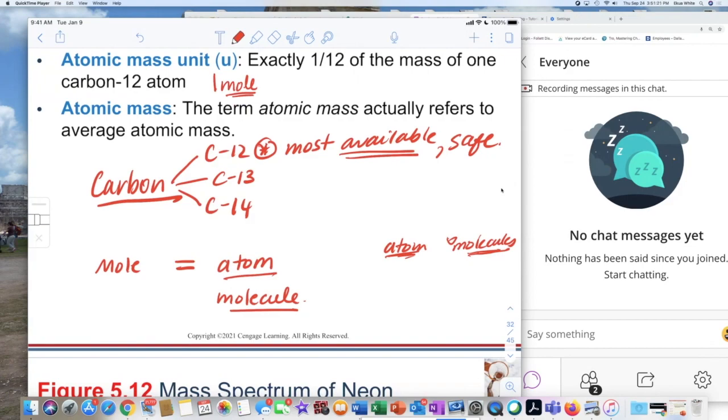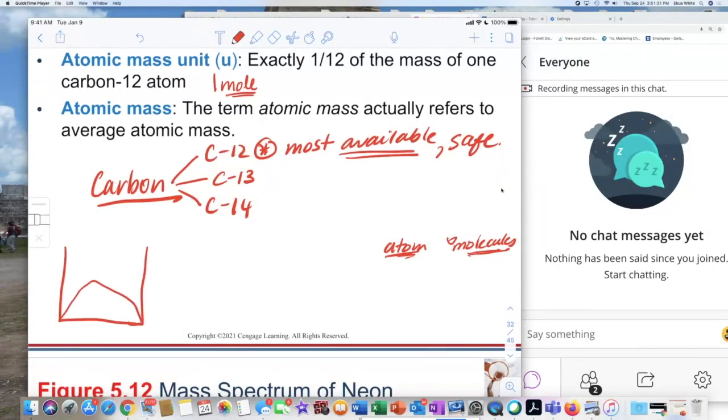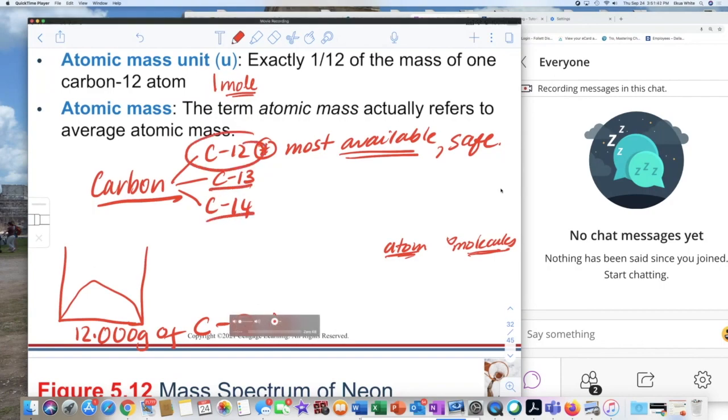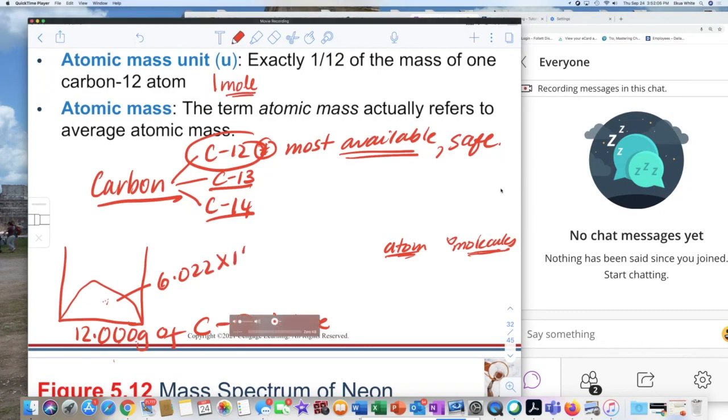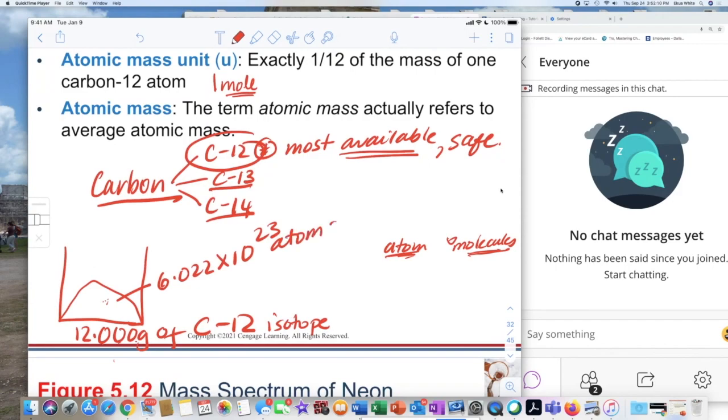So, after doing a bunch of experiments using different technology, they discovered that if you take 12.000 grams of carbon 12 isotope, imagine this is 12 grams, right? And you were to place this amount after you measured it to be 12.000 inside a machine and do a bunch of experiments to figure out how many atoms were in here. They found out that this amount of carbon 12 isotope had exactly 6.022, I don't know the whole number, times 10 to the power 23 atoms of carbon.